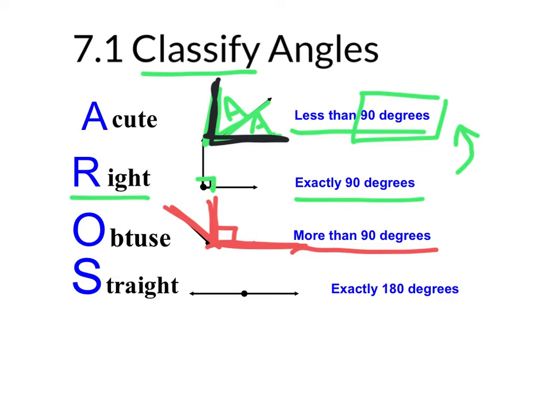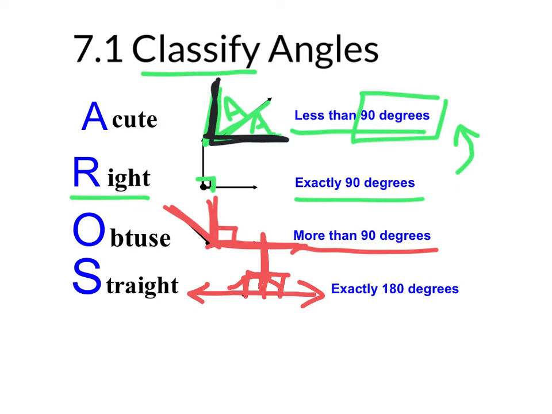The last major classification is straight angle. A straight angle measures exactly 180 degrees. We might just think about it as a line, because that would be a line if I just looked at it that way. But you can also think about it as an angle that measures 180 degrees, and that would be a 90 plus a 90. If you think about it that way, a 90 plus a 90 equals 180 degrees.